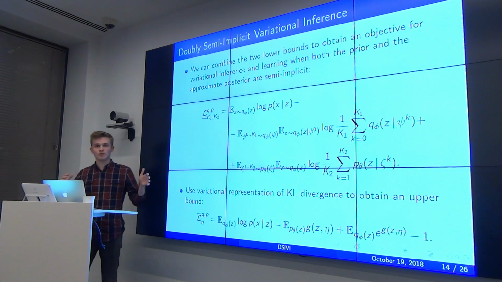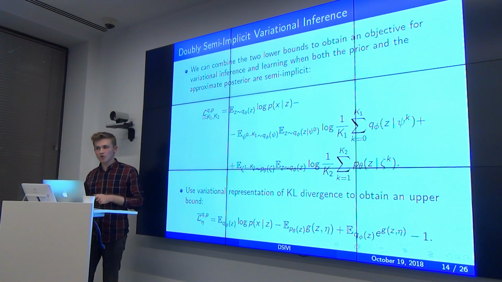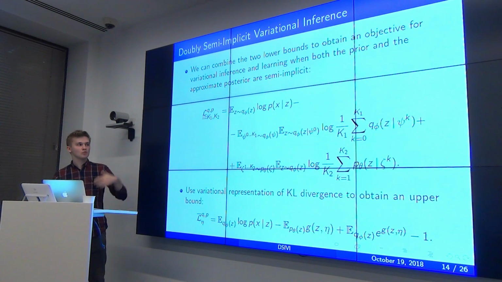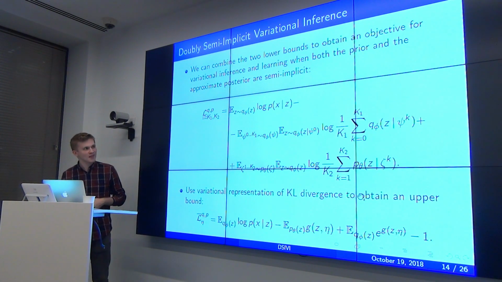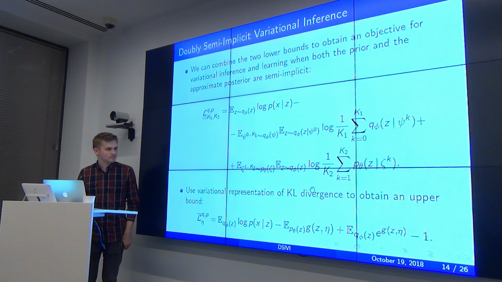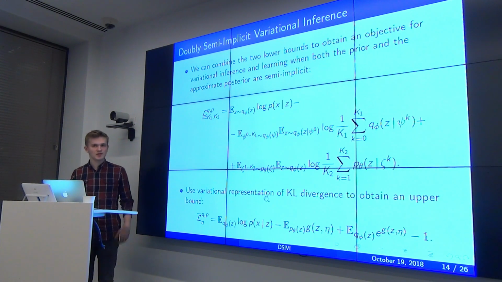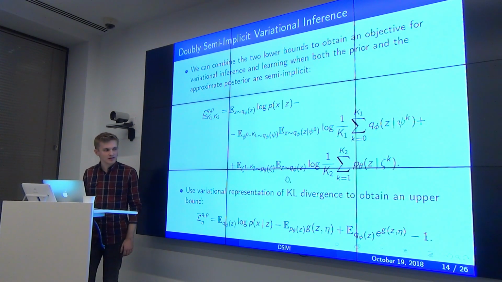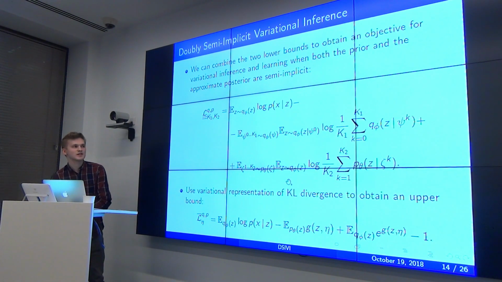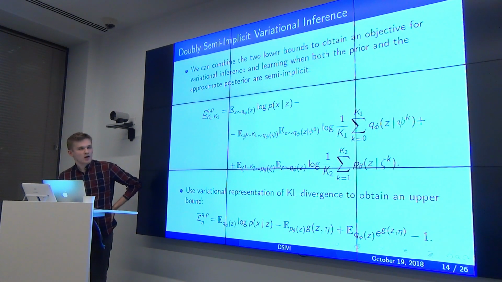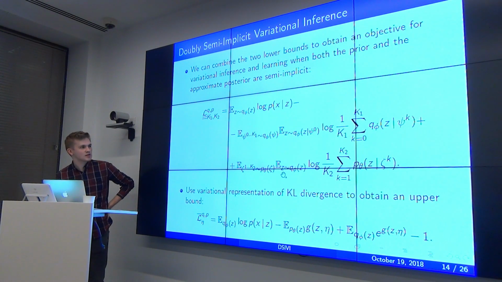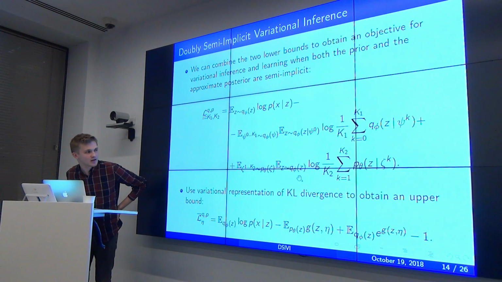So combining the two approaches, when we have both semi-implicit priors and semi-implicit approximate posteriors, we obtain the following bound. It's a lower bound on a lower bound on a lower bound on the marginal likelihood. We use it for optimization. We can use the variational representation of the KL divergence from the previous slide to obtain an upper bound, and to obtain some kind of a sandwich in that case. So, how do we actually approach it in practice? How do we compute the gradients of this with respect to the parameters phi and theta?